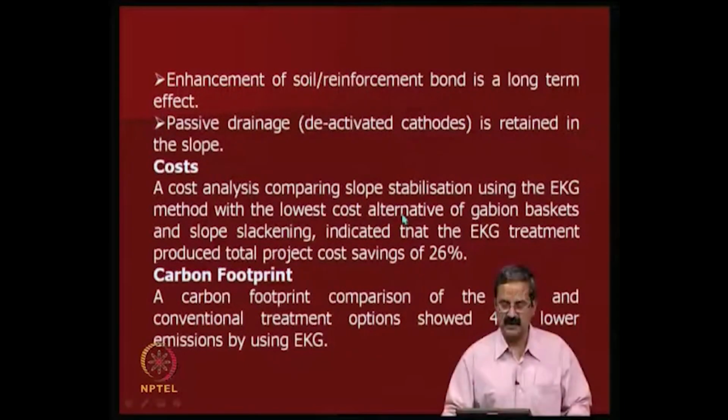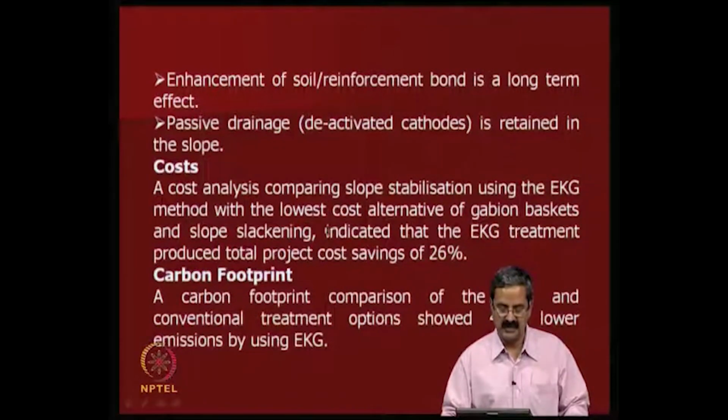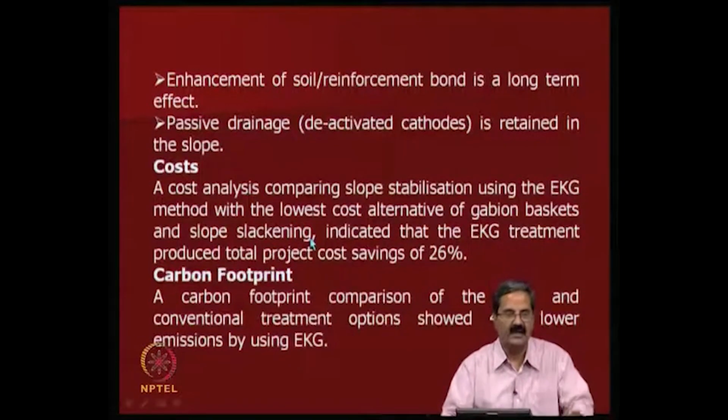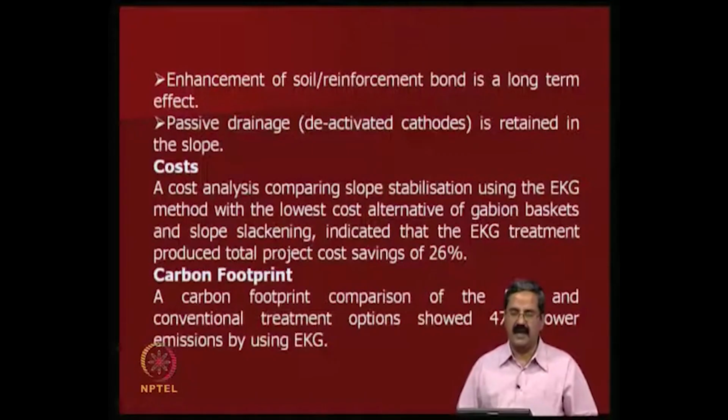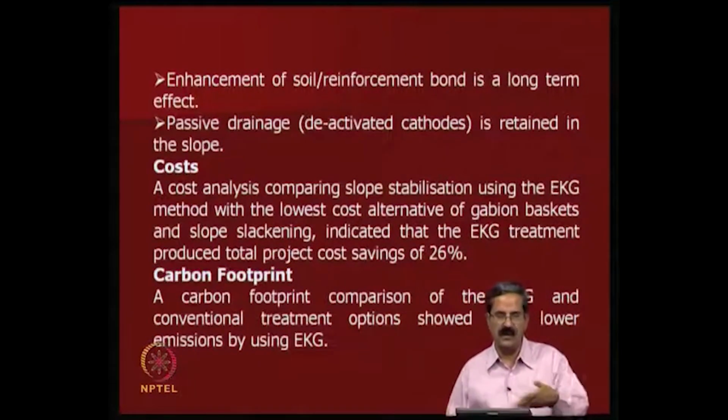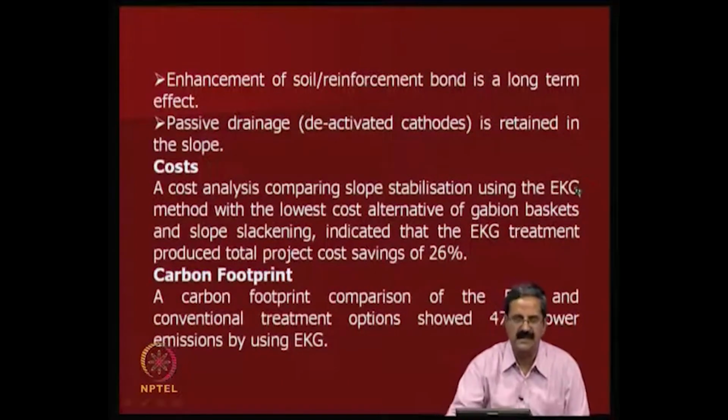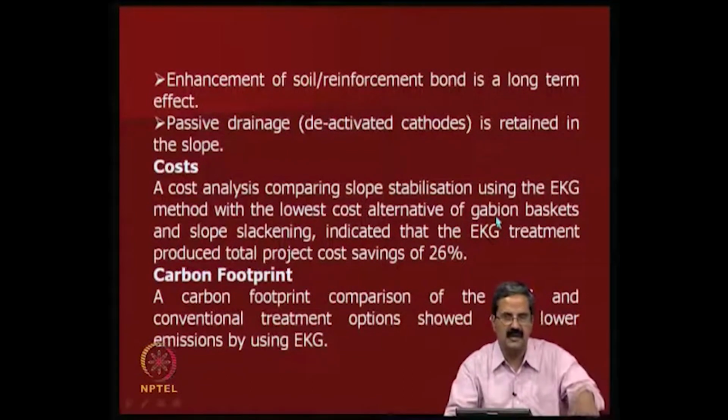Then there is also a possibility of passive drainage in some of the slopes, and a cost analysis comparing the slopes using the EKG method and the lowest cost alternative of gabion baskets and slope slackening. So, there are different methods of improving slope stability. For example, for the same slope, if you want to put soil nailing or reinforcement, it is very difficult. Some are simpler, cheaper ways, like providing gabion baskets.